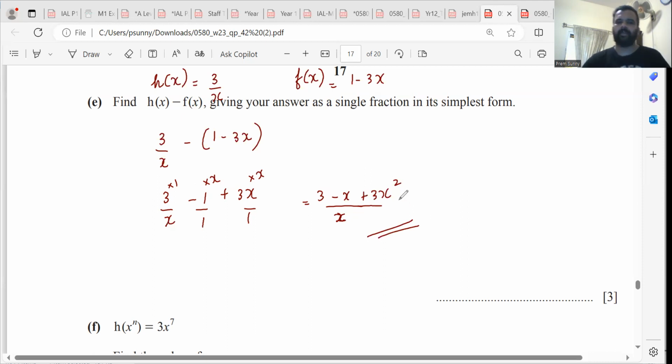So that is our final answer. It's a single fraction. I got this answer as a single fraction, and it is in the simplest form. I cannot further simplify it. So it's just a 2-step, but you'll be getting 3 marks for that. Now, the final last part here.